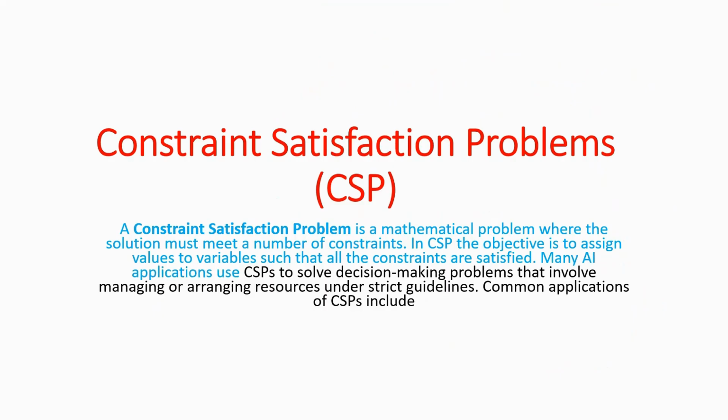Many AI applications use CSPs to solve decision-making problems that involve managing or arranging resources under strict guidelines. Common applications of CSP include the following. We all know that constraint satisfaction problems are a fundamental concept in artificial intelligence and operations research, right? They provide a powerful framework for modeling and solving problems where the goal is to find a solution that satisfies a set of specific conditions or constraints.